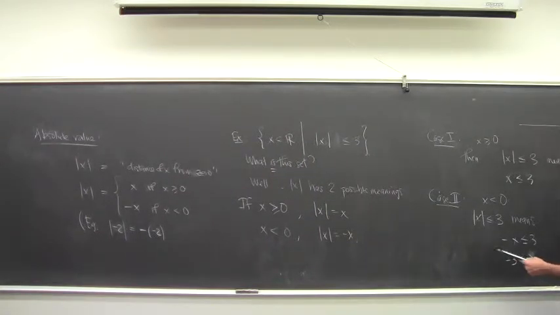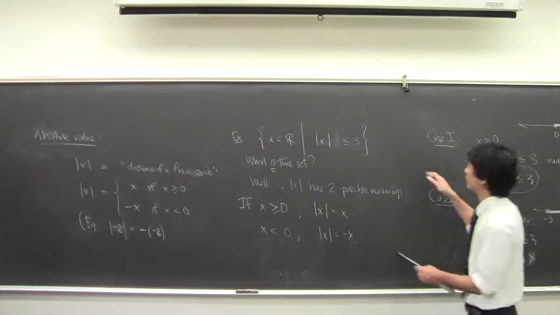So what's the set? The set says, for the numbers that are bigger than 0, we're going to look at the ones who are less than or equal to 3, right? So for these, we get from 0 to 3. These are all in the set. And then in case 2, we get a bunch of other numbers. If we're looking at numbers that are less than 0, then they better be greater than or equal to negative 3, right? So we get these. Okay.